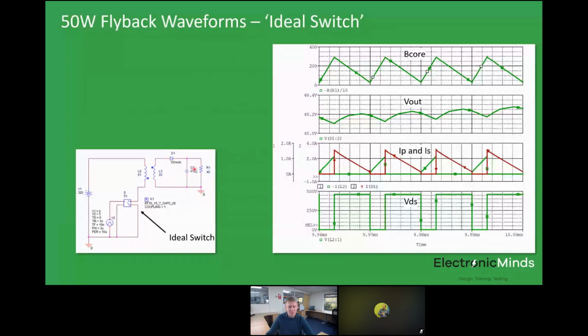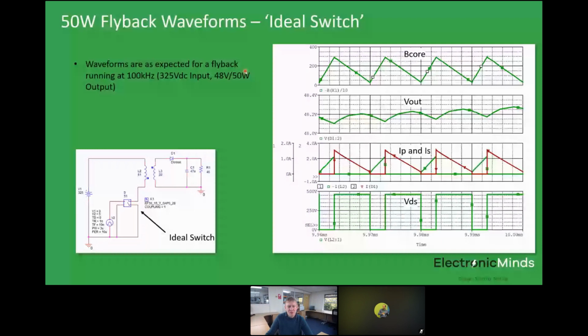So from this simulation, the waveforms that we get predicted by PSPICE are pretty much as we expect for this 50 watt flyback running at 100 kilohertz. It's running from a 325 volt DC input, which is the output of the bridge rectifier, with about a 230 volts RMS input. I've assumed there's no 100 hertz ripple on there, and we're running about 50 watts output power.